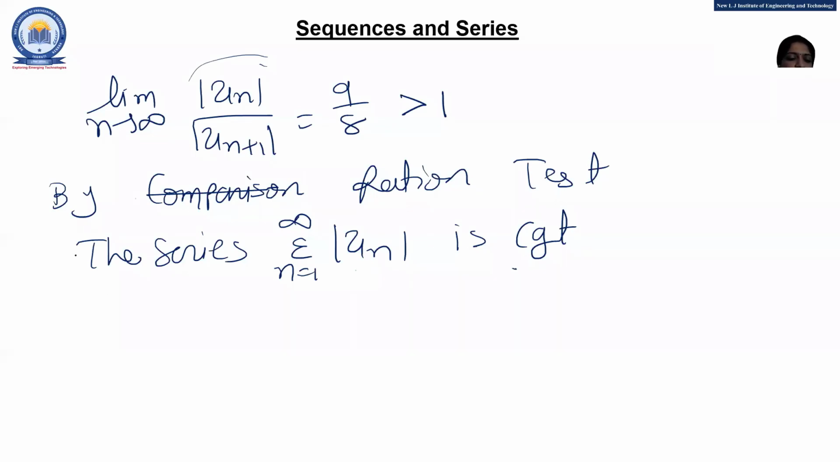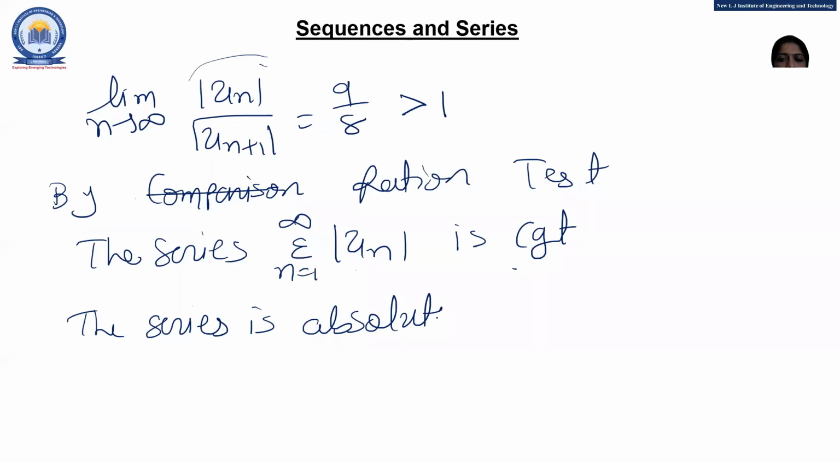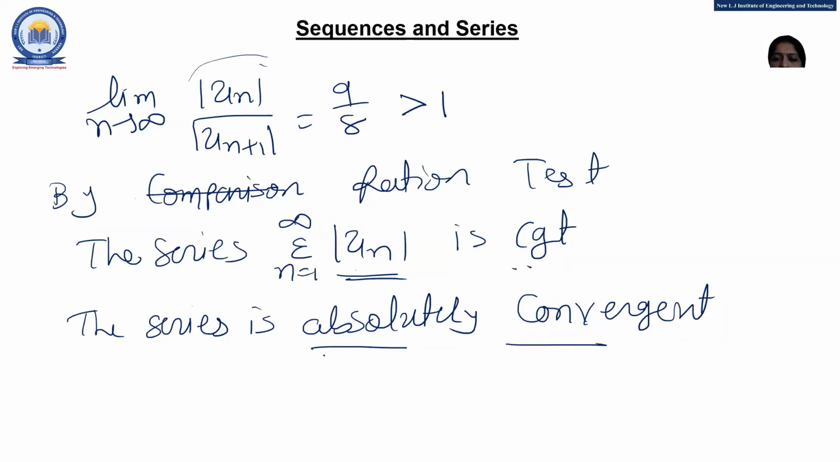So we can directly say that the series is absolutely convergent, because here mod un is convergent. If our mod un gets divergent, then we have to check for un. But here mod un is convergent, so no need to check for un. Got it, student? Any doubt about this example? Let me know in the chat box.